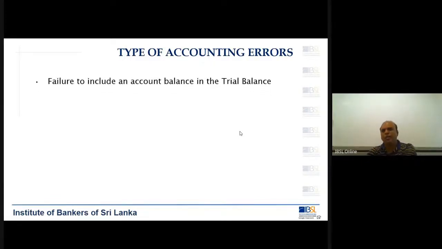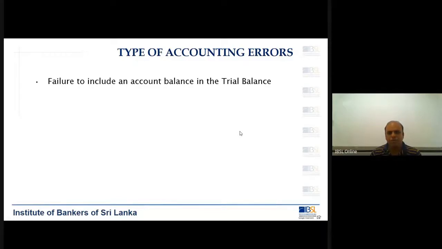So there could be another set of errors, at the point of actually extracting the trial balance. Now you have done all the accounting part of it, and now you are going to prepare the financial statements. So what do you do? You go to the individual accounts, balance them, and find out the balance carried forward, or the balance brought forward to the next financial year. So you will pick all those account balances.